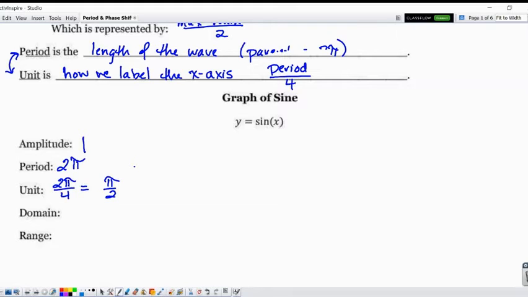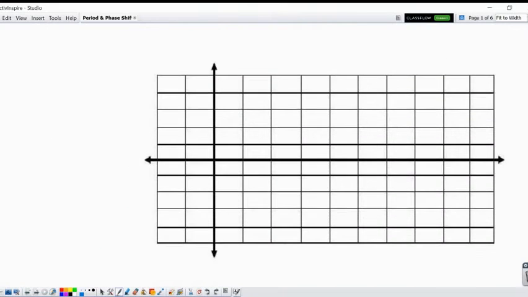The domain of a sine or a cosine curve is always negative infinity to positive infinity. And in this case, our range, because we have not changed the amplitude or shifted our graph up or down, is -1 to 1. So when we go to graph, the first thing I like to do is think about my y-axis, the midline, and any vertical shift. There is none here, so our midline will be the x-axis.